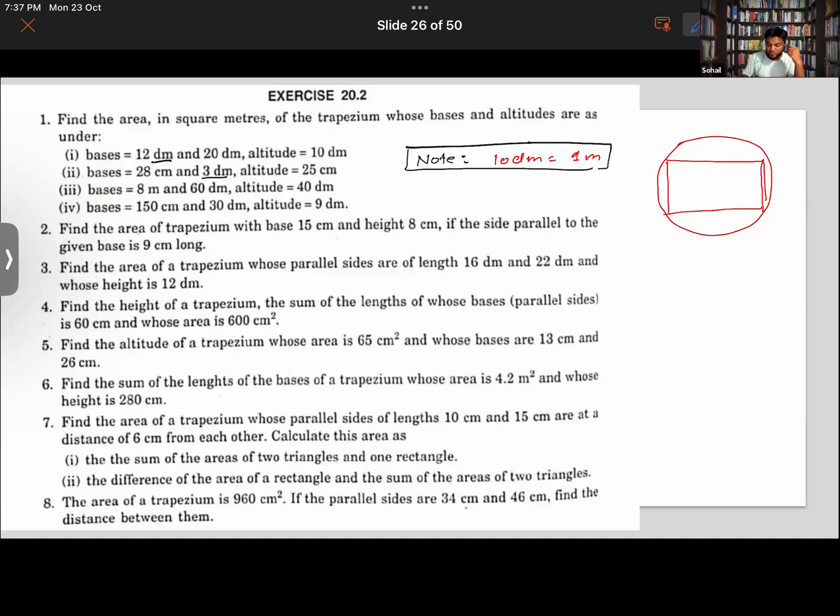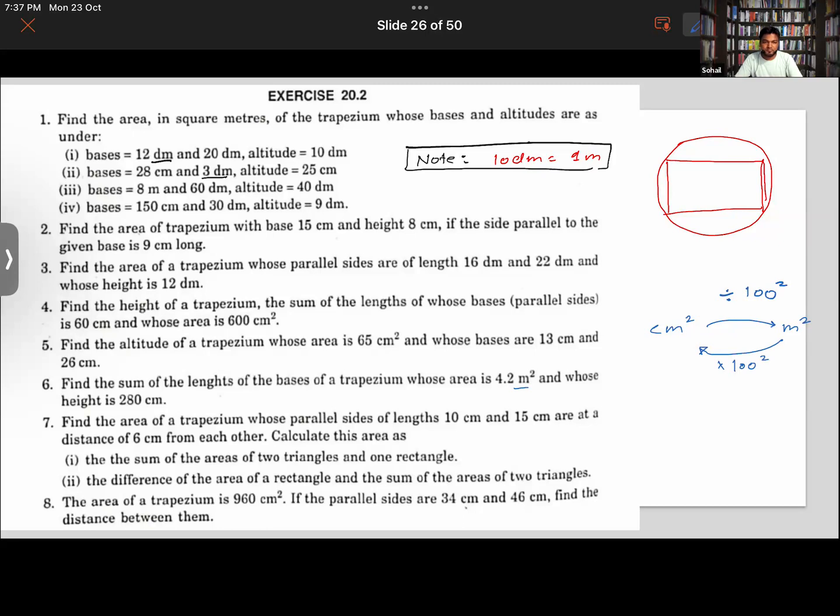I believe you know some basic things. Here you will also find square meter calculations, in which you will have to convert a square meter into square centimeter. In order to convert square centimeter into square meter, what do we have to do? Divide by 100 squared. And to convert square meter back into square centimeter, you'll have to multiply it with 100 squared.